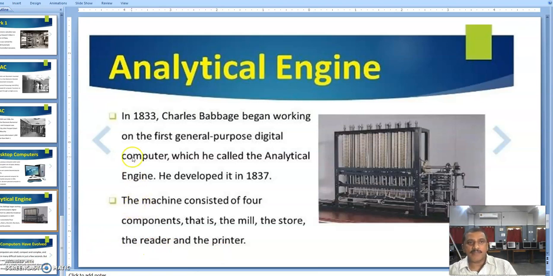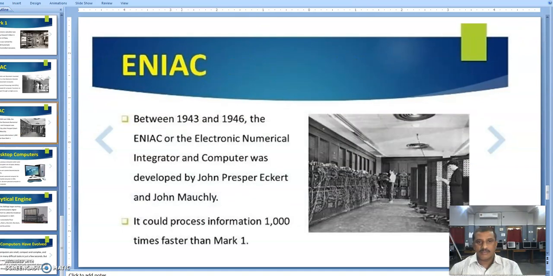So this is the history of the computer, how the computer has evolved, from the Abacus to the Analytical Engine. From this Analytical Engine, in later stages, the computers we are using now were developed. This is about the history or the evolution of computers. Now we will discuss generations of computers.